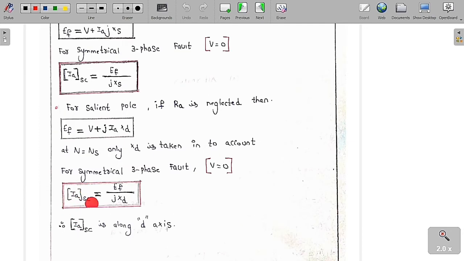So whatever current you are going to get is always along the direct axis, because we are going to take only the Xd, so its current will also be in the same direction of the D axis.